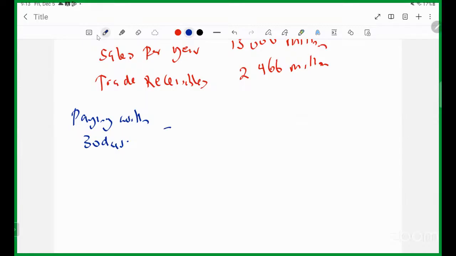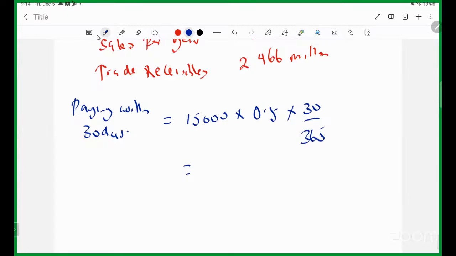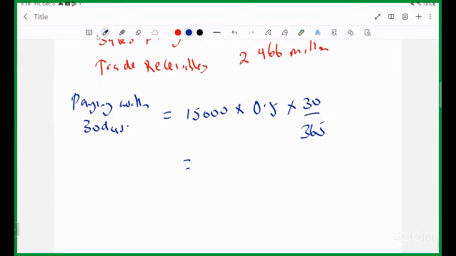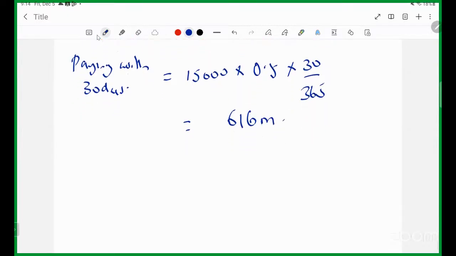Those paying within 30 days, it's going to be 15 billion times, because they said they're going to be what, 50%, not so? 50% will pay within 30 days. 0.5 times the 30 days out of 365 days, to give you the working capital for those that are going to pay within 30 days. That is 616 million. These are the ones who are going to pay within 30 days. They are 50% of the sales, times 30 out of what?